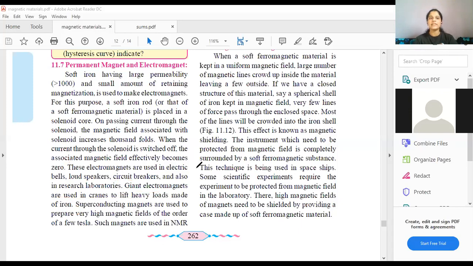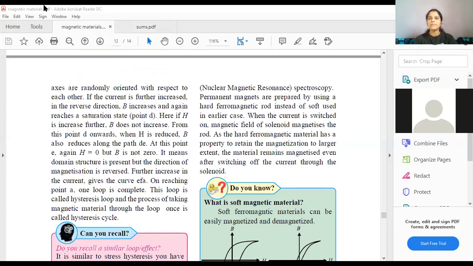Okay, so this was something about electromagnet. Now students, in the same topic, they have also written something about permanent magnets from here onwards.